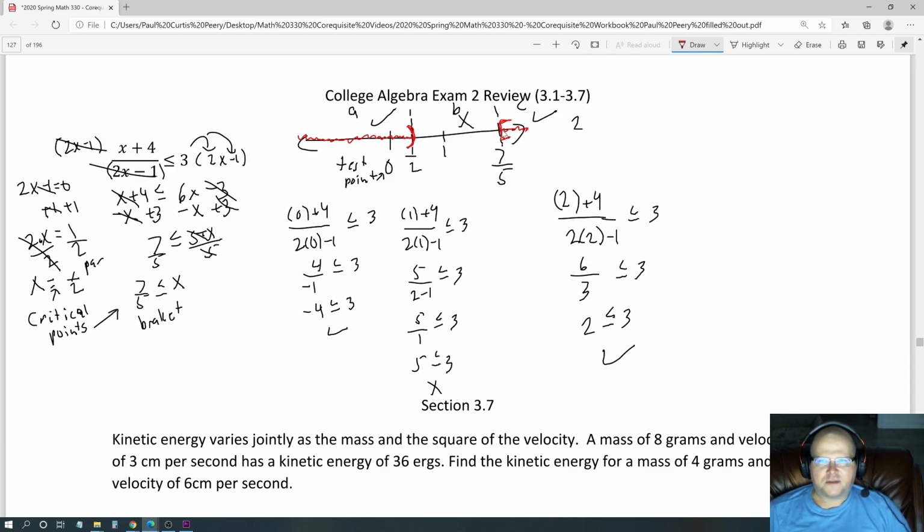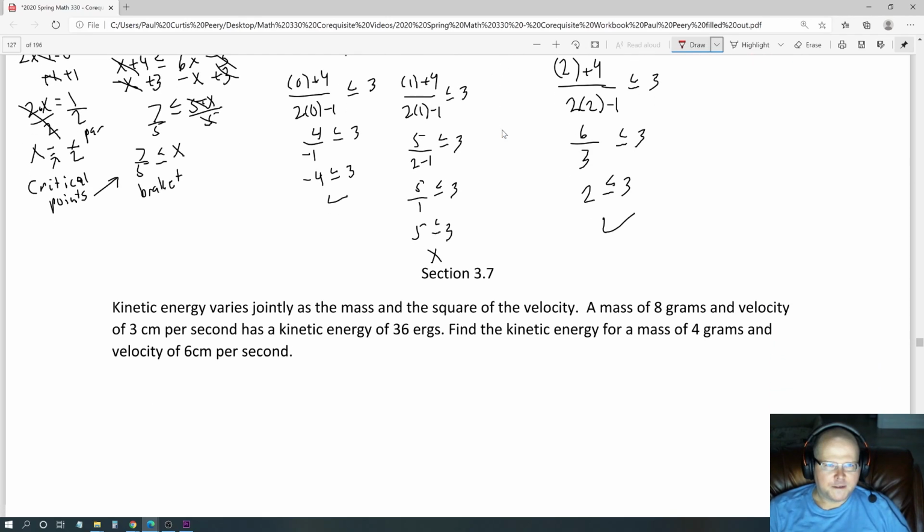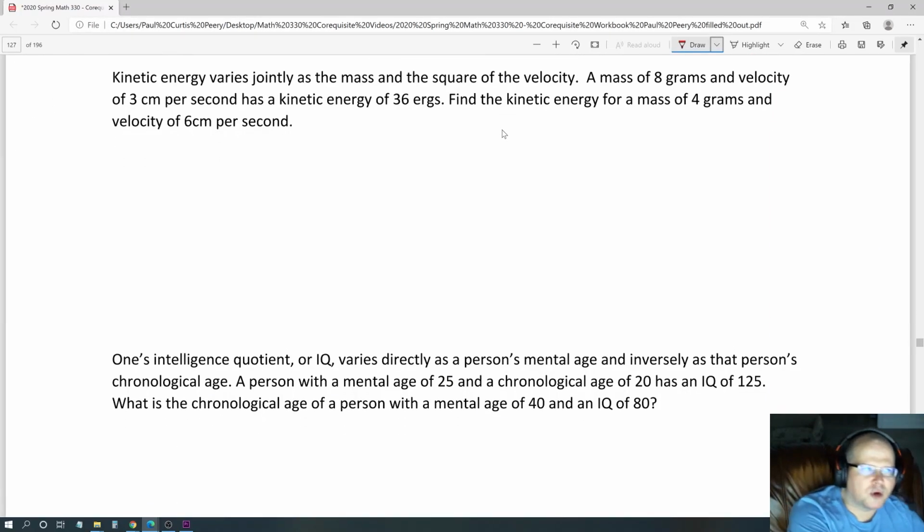Okay, now we want to convert that into interval notation. So negative infinity all the way to 1/2, but not including 1/2, union, bracket, 7/5, including 7/5, going all the way to positive infinity. And that's it. Let's try some variable problems.